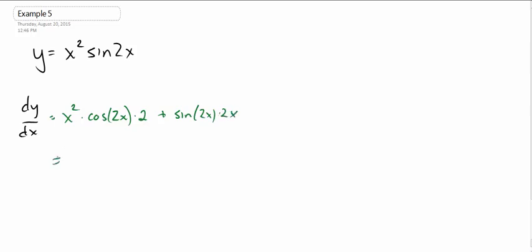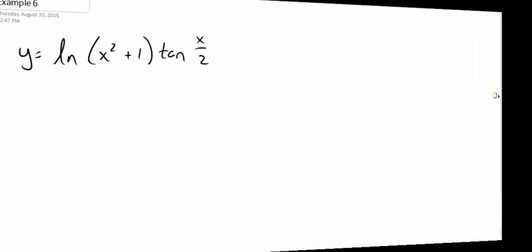And cleaning this up just a titch, 2x squared cosine 2x plus 2x times sine 2x. A lot of times it's just common convention to write the things that aren't in the trig function before the trig function instead of after. Not a huge deal though. Next example.